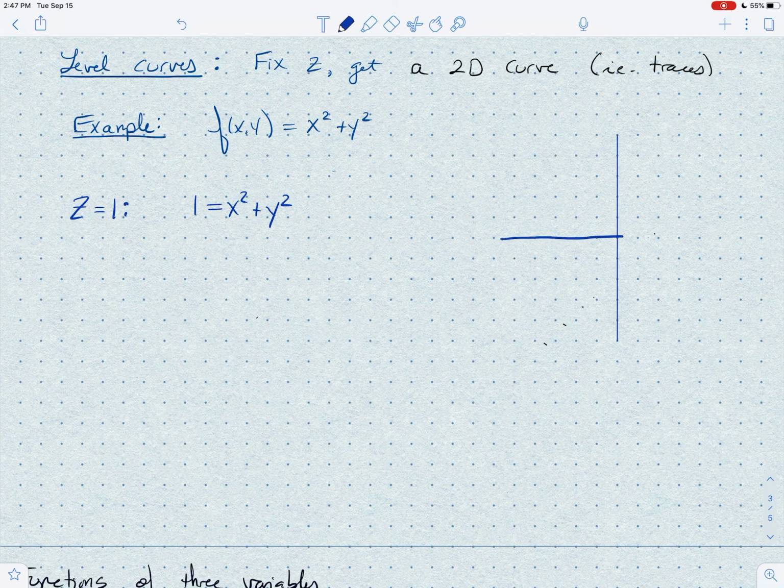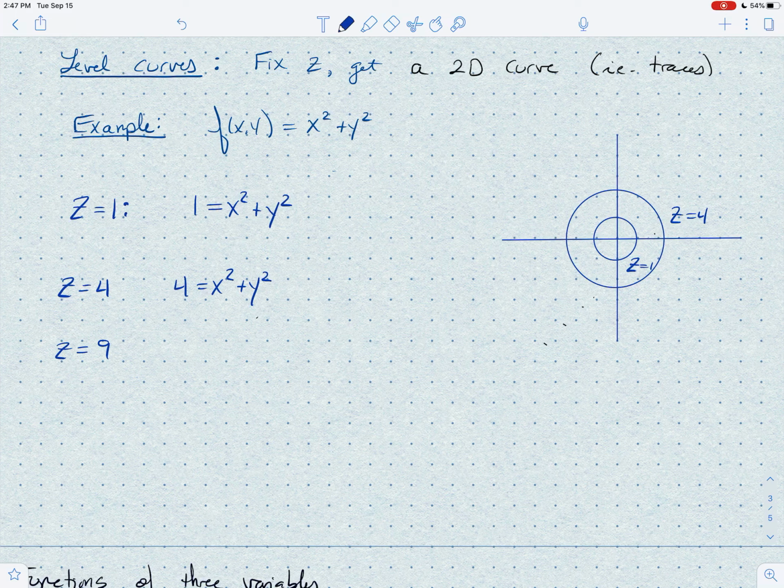Hopefully you're good to go at this point. And so something like this, and I should label, right? That's z equals 1. Then next I could do z equals 4, and I get 4 equals x squared plus y squared, a circle of radius 2, something like that. These aren't going to be perfect, but they're close enough. I could do z equals 9. The point is you can just keep going, and the higher the z value, the bigger the circle.